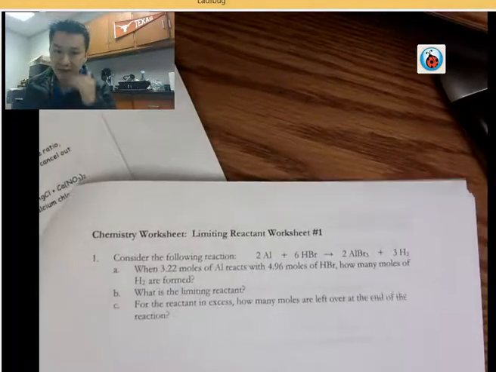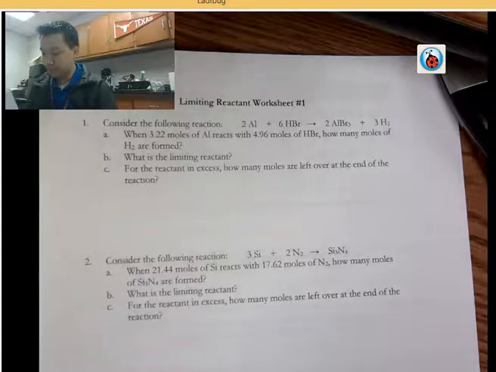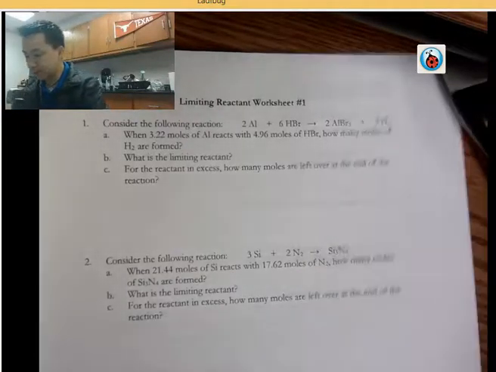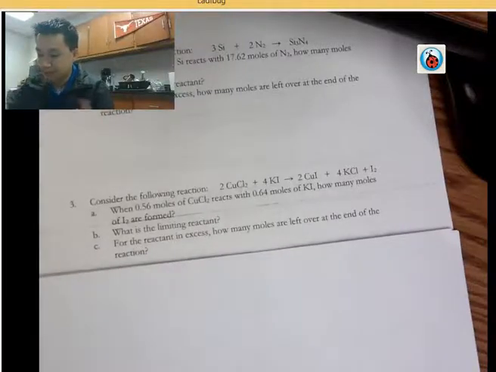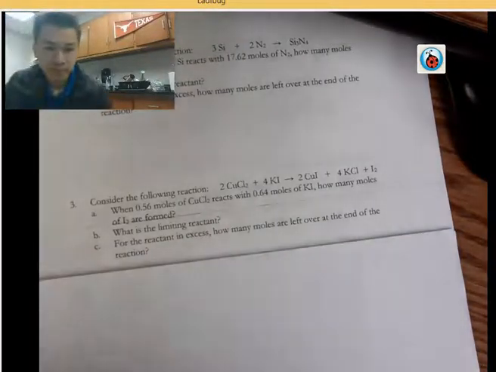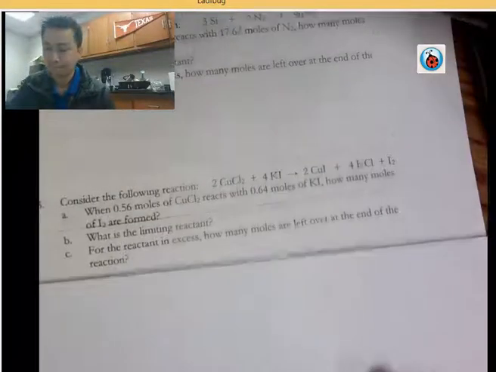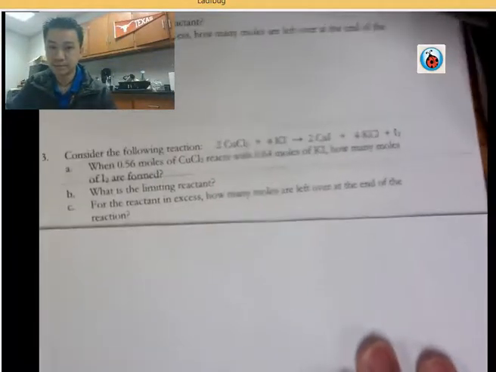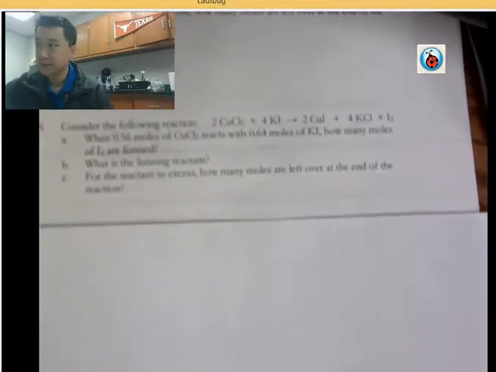Limiting reactant worksheet 1. So please turn to that page, and I'll go ahead and do number 3 with you because I don't want to always do the easy one, right? That's not cool. So let's do that. Number 3, consider the following reaction. There you go. Consider the following reaction. Let me focus this.